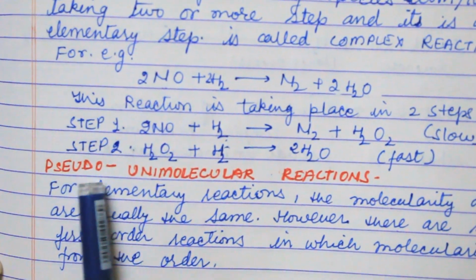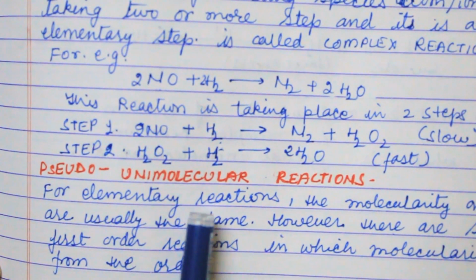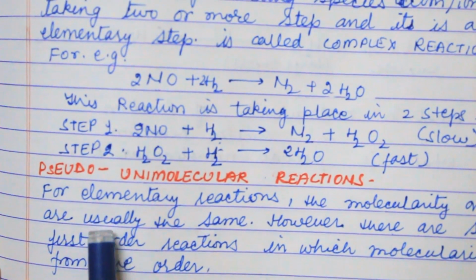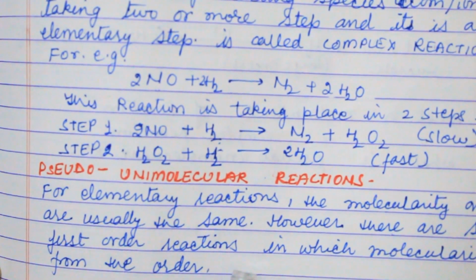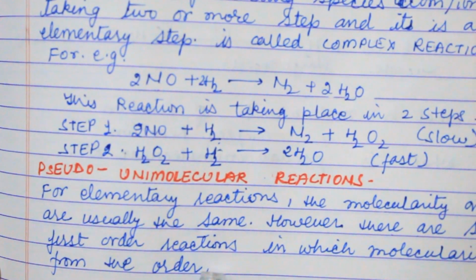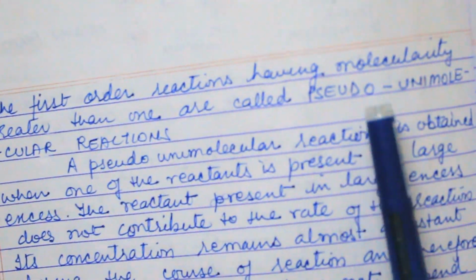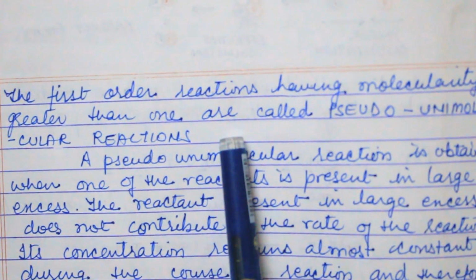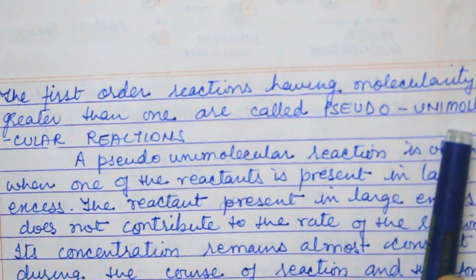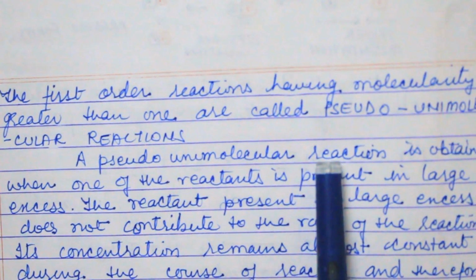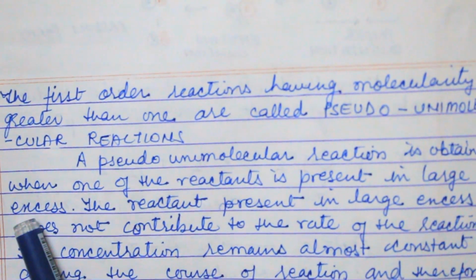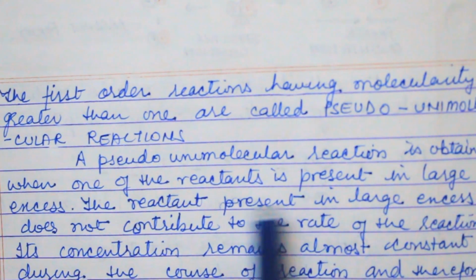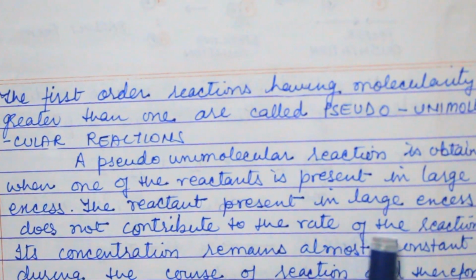Now next topic is pseudo unimolecular reaction. For an elementary reaction, the molecularity and the order are usually the same. However, there are several first order reactions in which molecularity differs from the order. The first order reactions having molecularity greater than 1 are called pseudo, meaning false, unimolecular reactions. A pseudo unimolecular reaction is obtained when one of the reactants is present in large excess in amount. The reactant present in large excess does not contribute to the rate of the reaction.